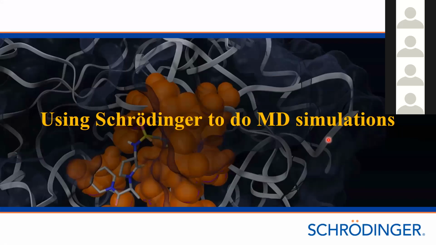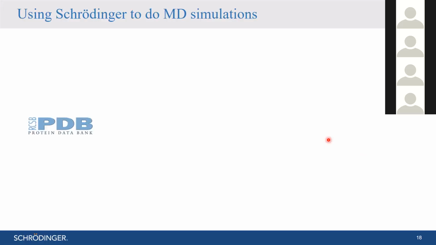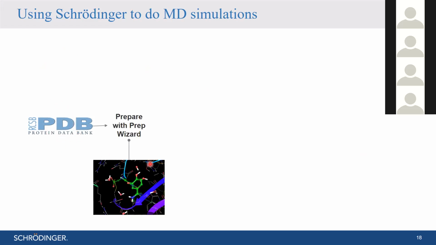So let's look at how you can use Schrodinger to do the MD simulations. You can use different software to do it, but using Schrodinger, it's very, very easy to set up the MD simulations. You first have to get your protein from the PDB. And once you have your protein, you use the Protein Preparation Wizard, which we looked at last week. We're also going to have demonstrations next week on how to do these calculations.